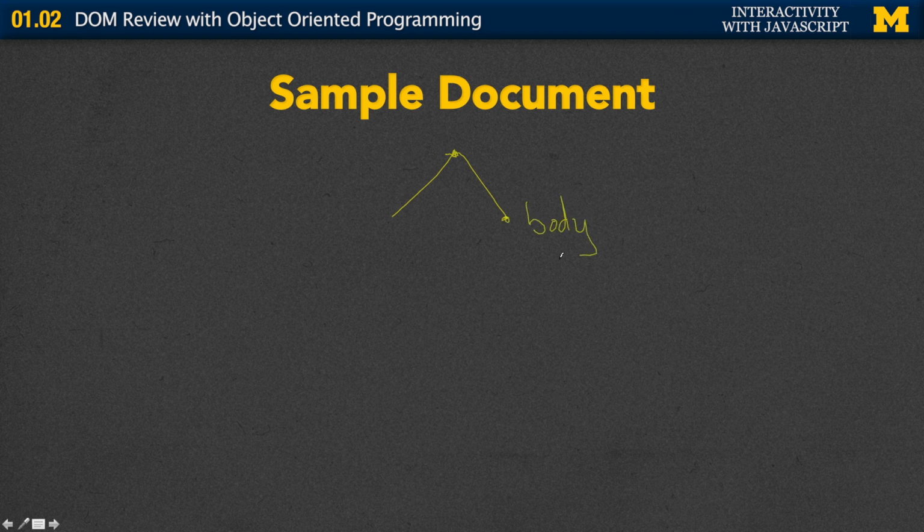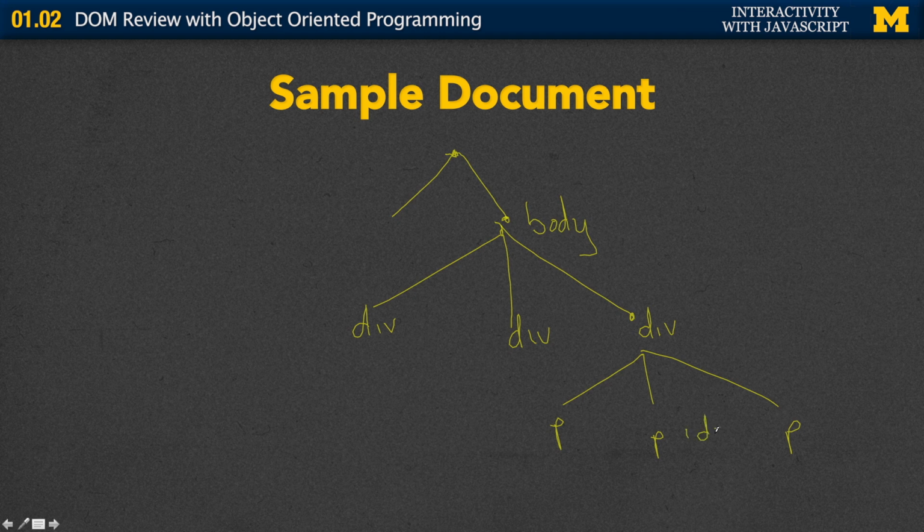Well, what kind of things are in your web page? You might have a div and another div. And in the third div, we're going to get more specific. We'll say, oh, well, this div has 3 paragraphs, and one of those paragraphs has the ID equals 3.